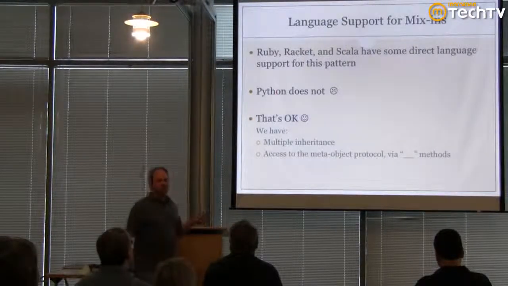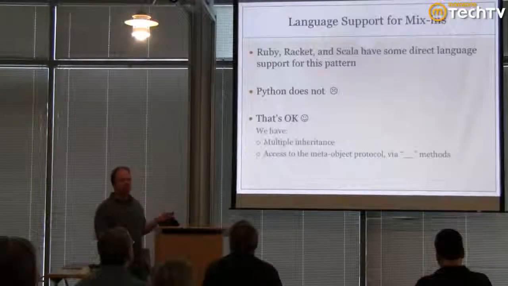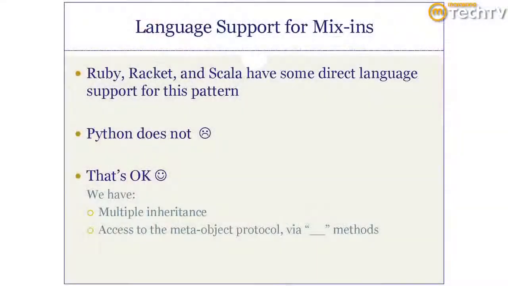So what kind of language support is there for mixins? In some other languages, they do have direct language support. Python does not, but that's okay because we have multiple inheritance and direct access to the meta object protocol. So we can do all kinds of things that will allow us to implement various mixin styles. You're typically going to use multiple inheritance to implement these mixins, and this can cause some issues.